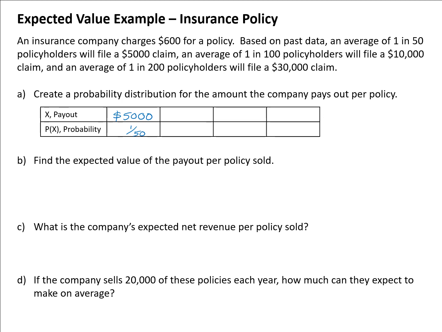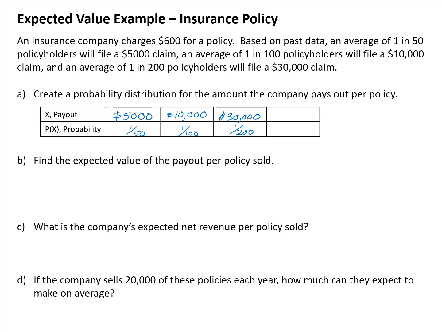The next payout, an average of 1 in 100 policyholders will file a $10,000 claim. So $10,000 goes out on average 1 out of 100 times. And the last thing they mentioned was that a $30,000 claim will be paid out an average of 1 in 200 policyholders. So 1 out of 200 would be the probability for that scenario.